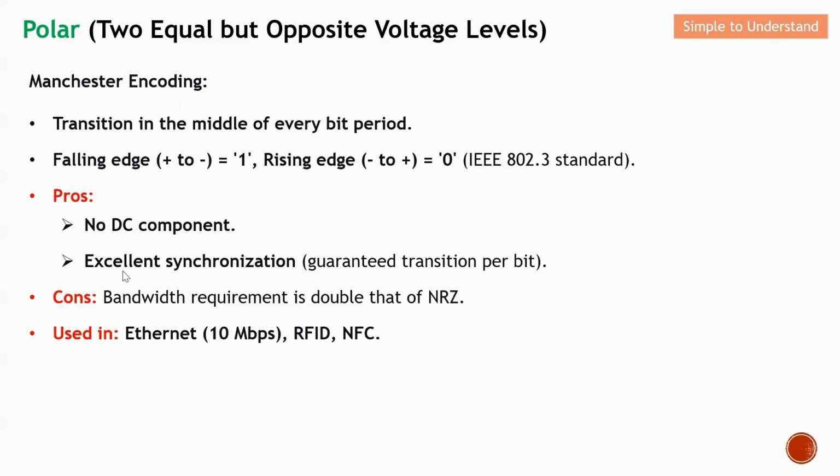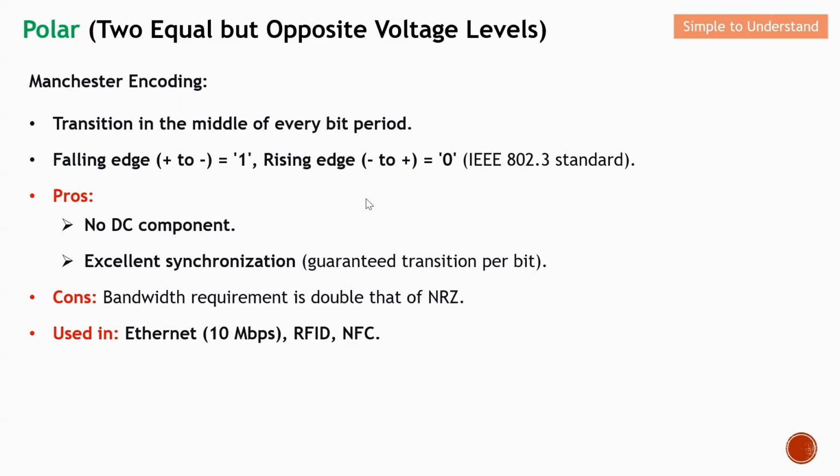Coming to the negative, the bandwidth required is double, because there's a transition right in the middle of the bit. Therefore, we incur double the bandwidth as compared to non-return zero. Basically, these are still used in Ethernet at 10 megabits per second, and in RFID and NFC.